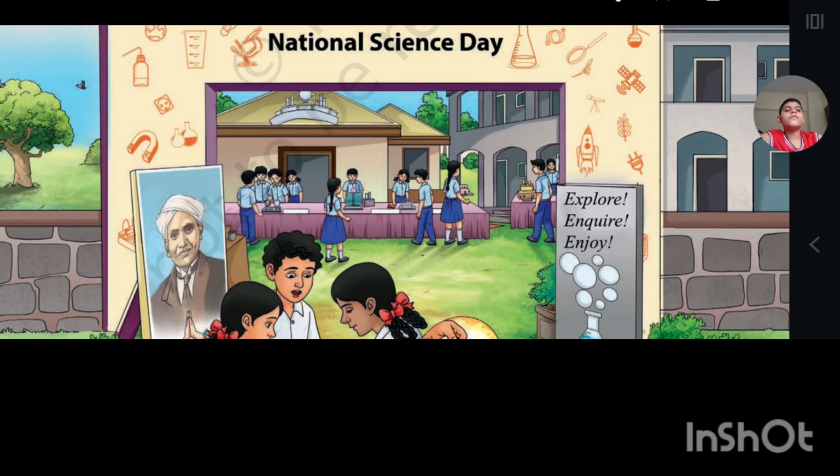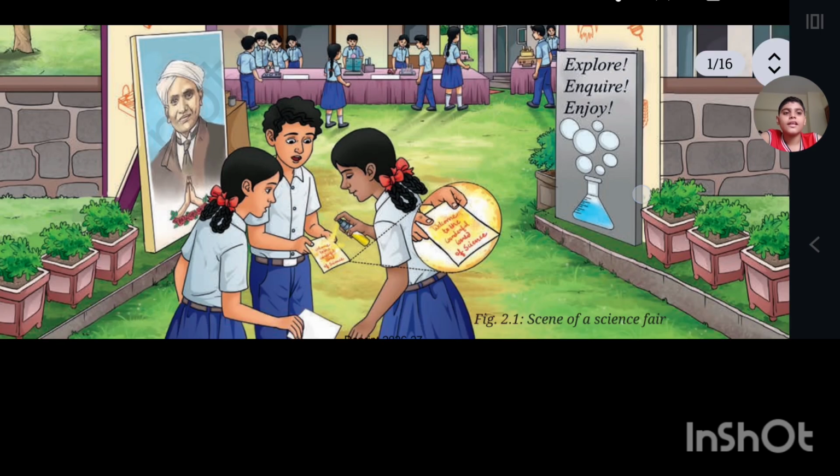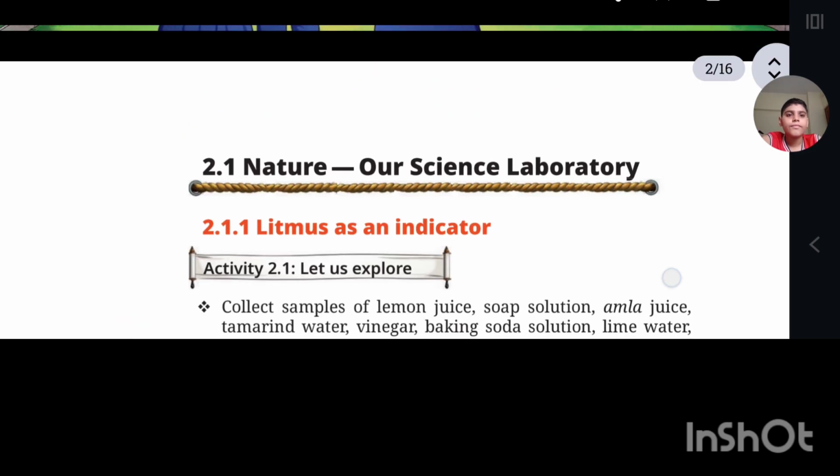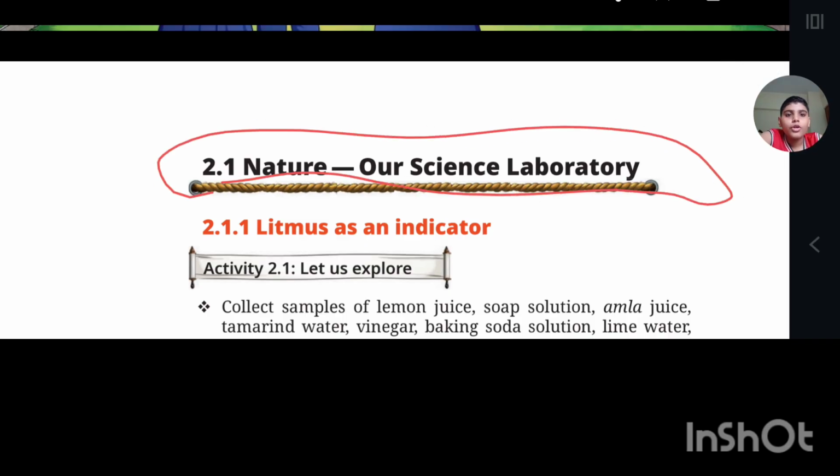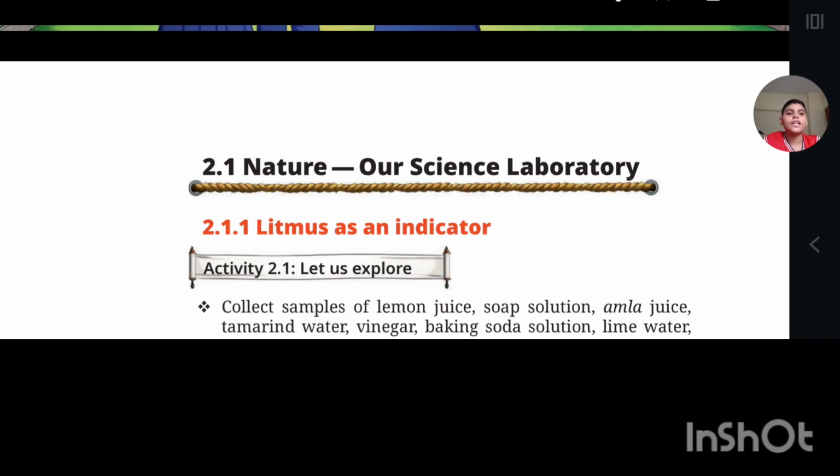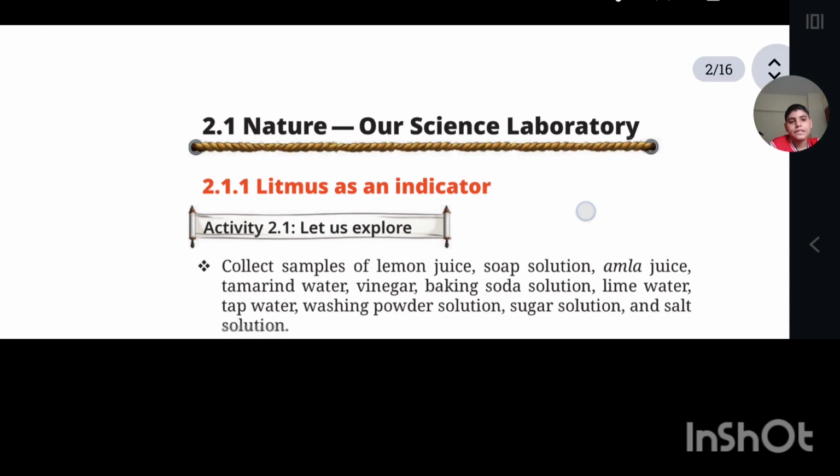Now, forward we will see the properties. What is written here on the next page? 2.1 Nature of Science Laboratory. 2.1.1 Litmus as an indicator. There is an indicator named litmus which is frequently used in our science laboratories. There is an activity mentioned. You can try that activity. I will show you and tell you the steps required.